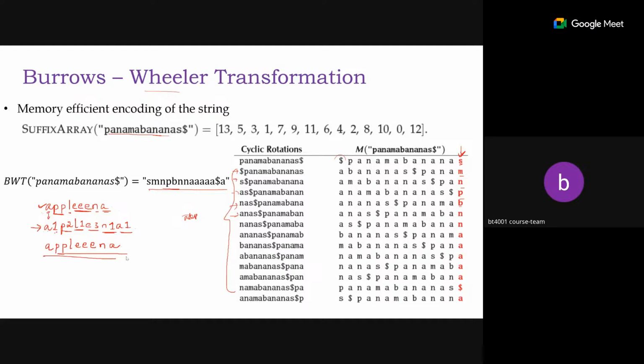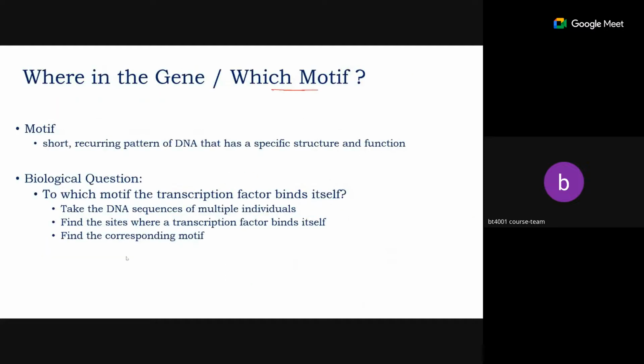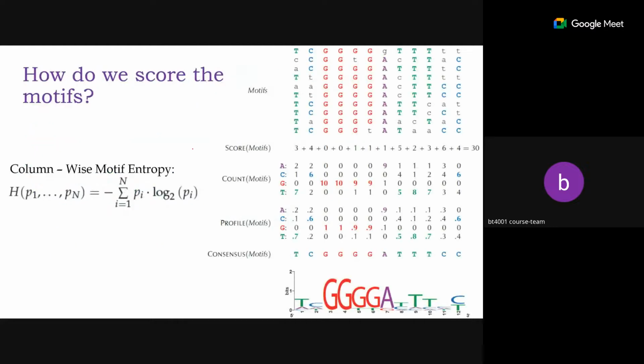Now moving to week 8, we have the motif finding problem. What is a motif? We have the short recurring pattern of DNA, which is called a motif. So first we will look into how to score the motifs. To score the motifs, we have this set of motifs.